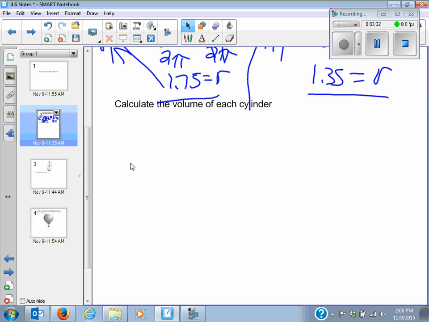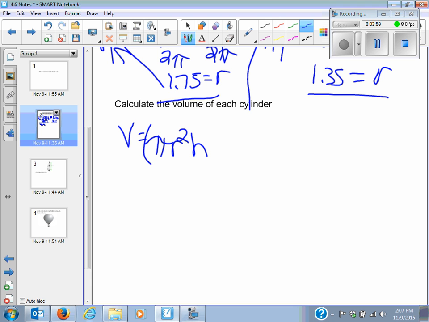Alright, so now we're going to find the volume. Well, in order to find the volume, we had to have those radiuses, so the radii. So we got those. So now we're going to find the volume of each of these different cylinders. So volume equals, the volume formula for a cylinder, pi r squared times h. Again, this really stands for the big B that we did in that formula.